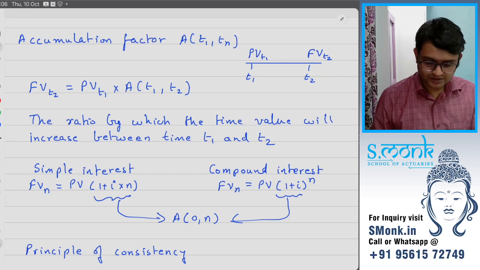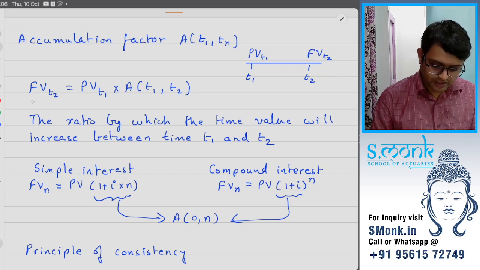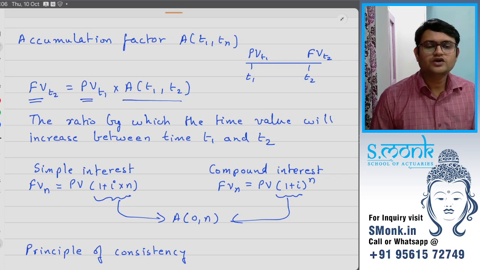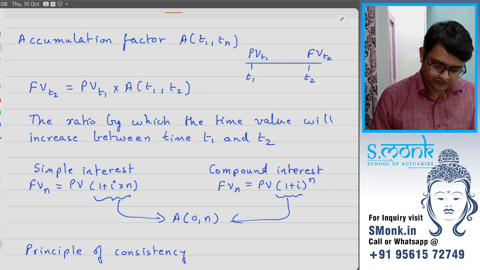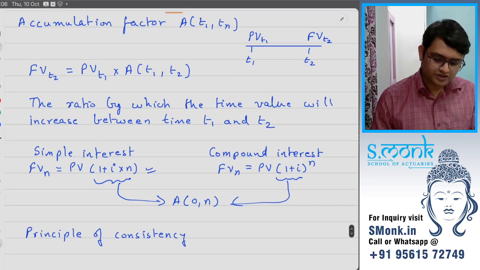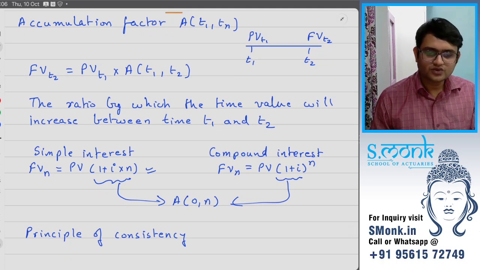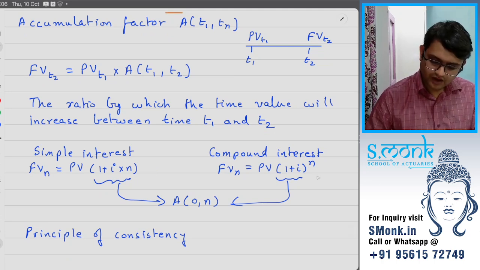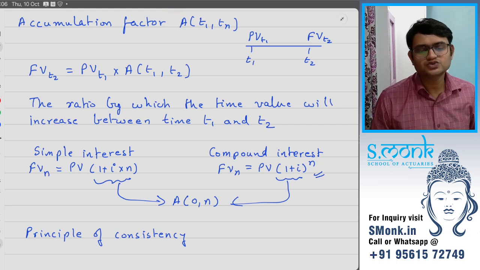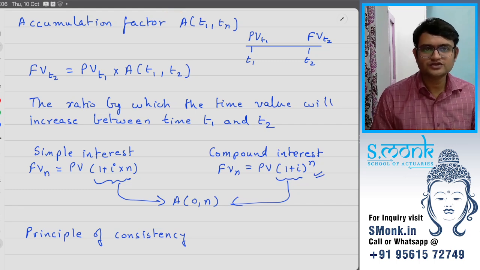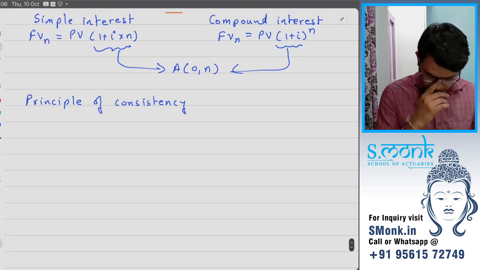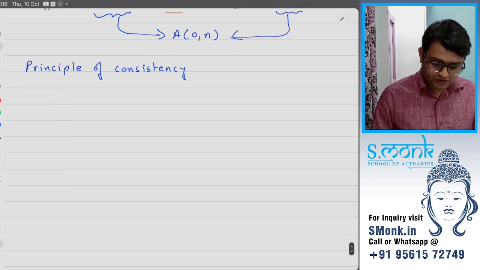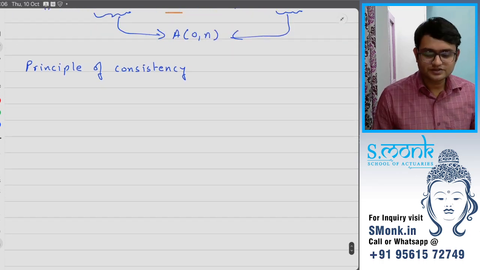Accumulation factor is nothing but our future value equals present value into whatever amount we are talking about, that becomes the accumulation factor. So for simple interest, it was 1 plus i into the time, and for compound interest, 1 plus i raised to n. That is what we said accumulation factor is. Right now let's talk about the principle of consistency.